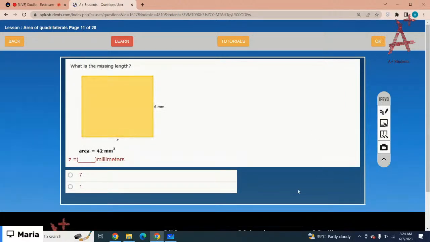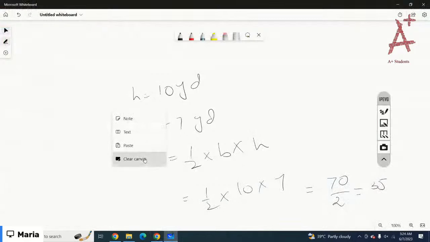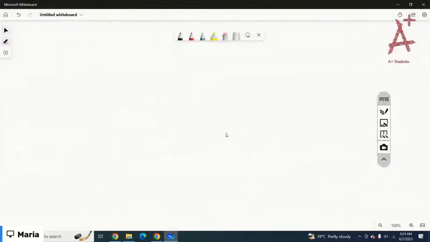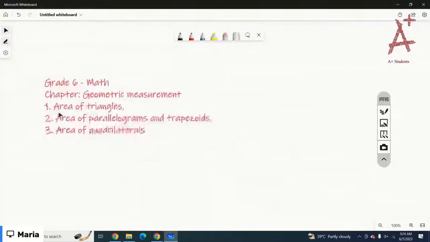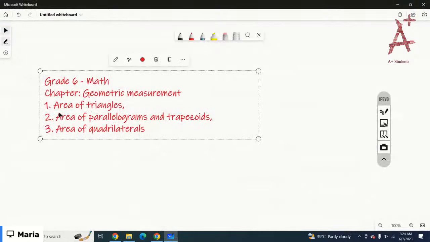So basically, we were working on grade 6 maths. We're working on the chapter geometric measurement, and the lessons we have covered today are area of triangles, area of parallelograms and trapezoids, and area of quadrilaterals. So if you have any question, you can ask. I'm here to answer all your questions and confusions if you have any.